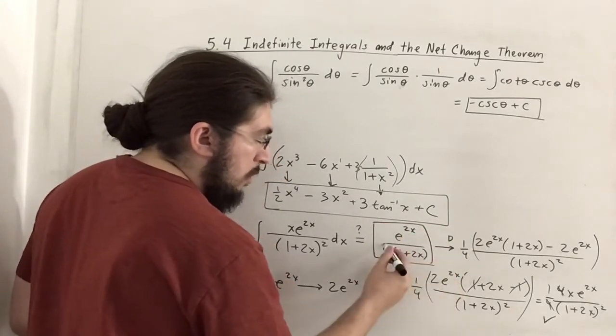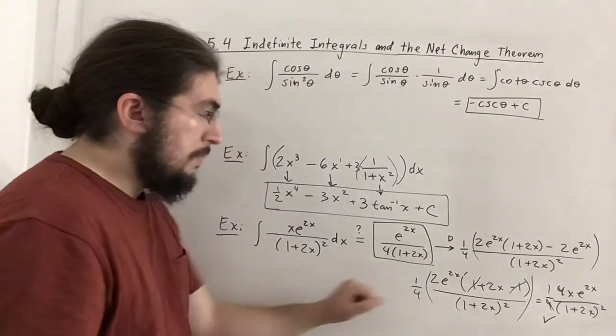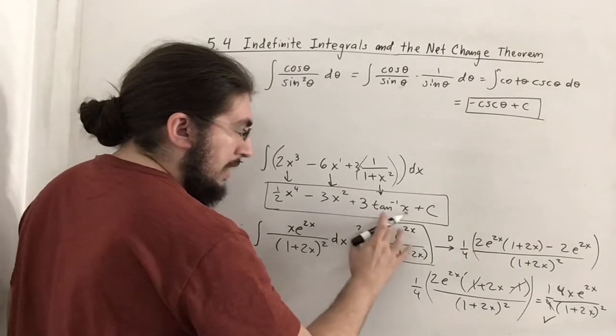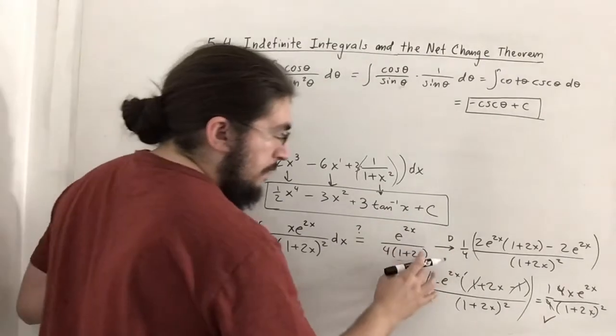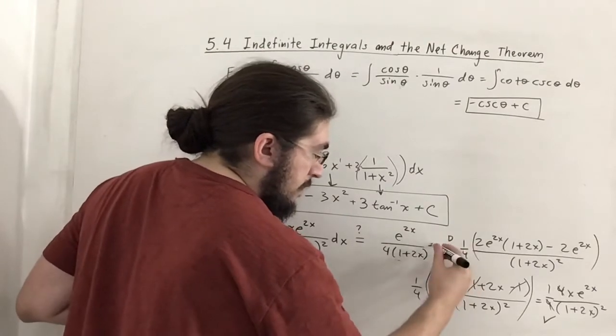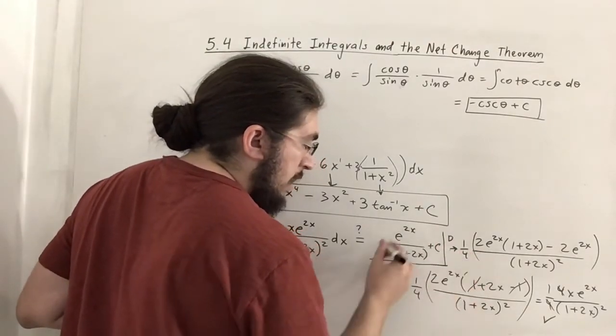And also notice, what am I missing? I'm missing plus c. So do not forget the plus c. So this is our guess, and then from here we can just formalize this and write plus c. So let me write that here. And we verify this is indeed the case by taking the derivative and checking. Awesome.